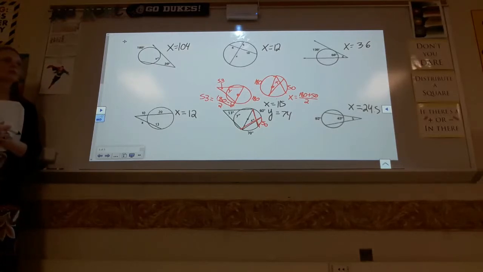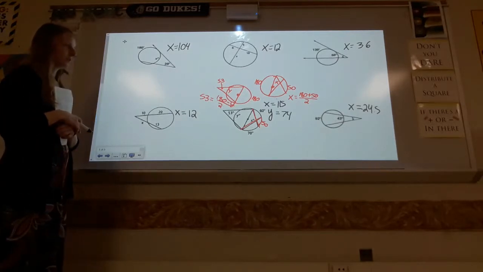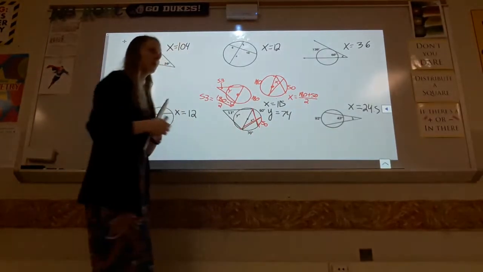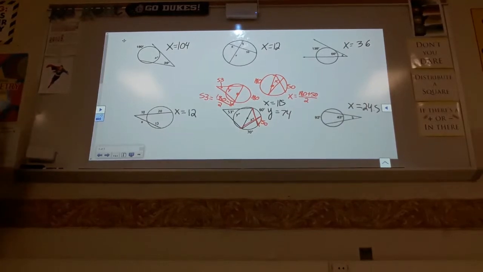Yes? Couldn't you also do like an inscribed angle there, and then you get the two other angles of triangles? Where is an inscribed angle? 60 and 70. Oh, this one right here? Yeah. And use a triangle? Sure, you can do that too. That's a good strategy. Did everybody understand what Brody was just describing?